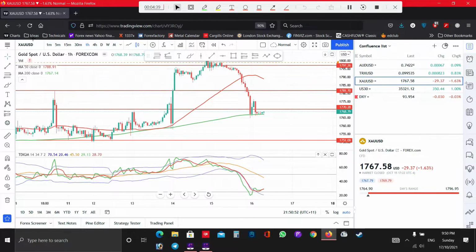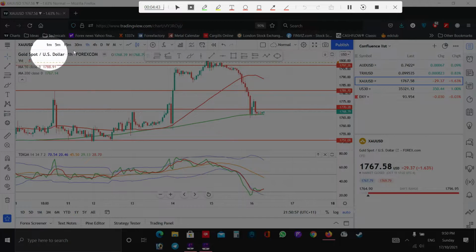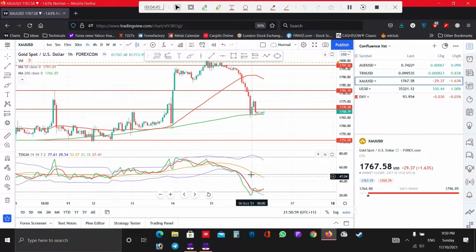So this chart is on gold. Up here you can see the volume is a bit high. If the bands are really thin, that means volume is a bit lower.